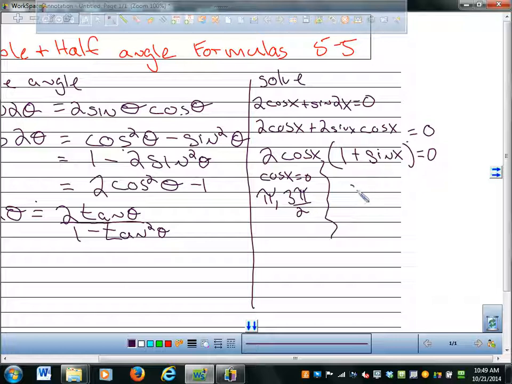And then where is sine of x equal to negative 1? Sine of x is equal to negative 1 also at 3 pi over 2, right? So because these two answers are the same, you don't have to write them twice. You just write that your answers are pi over 2 and 3 pi over 2. Okay? Right? You don't have to write 3 pi over 2 twice.